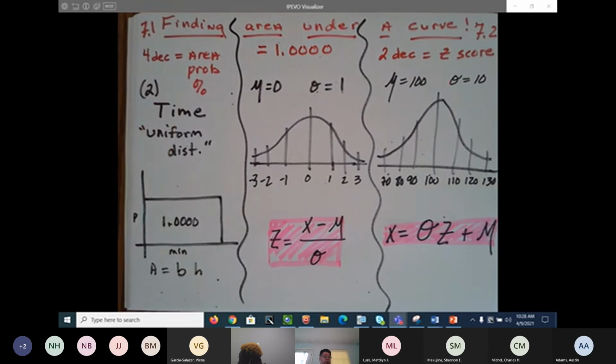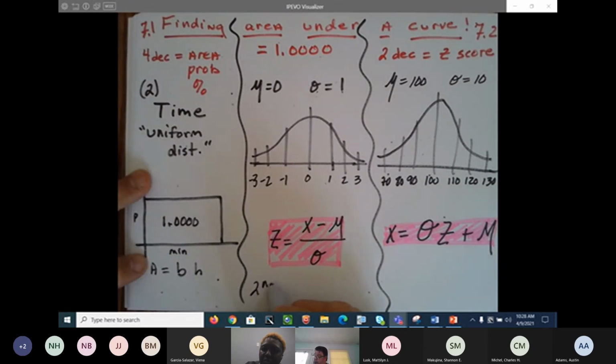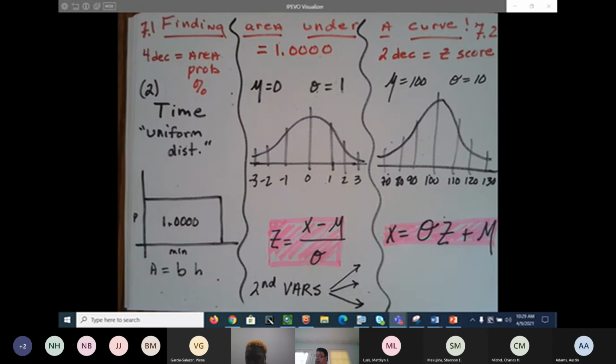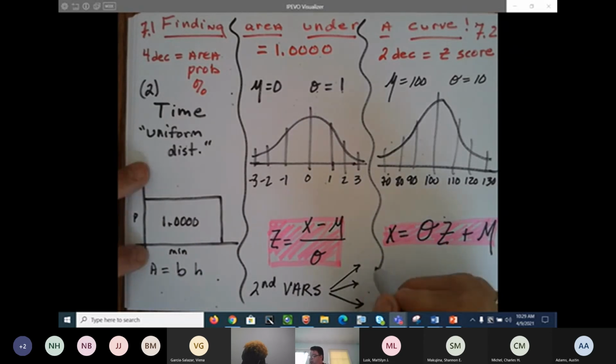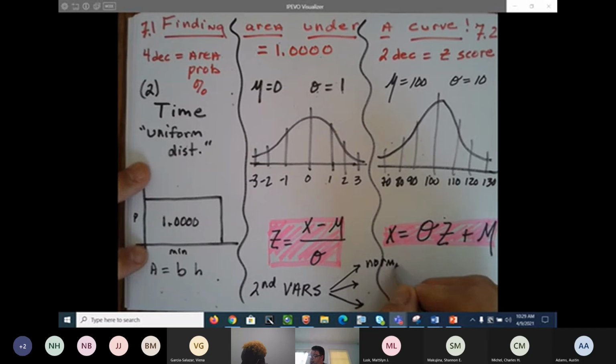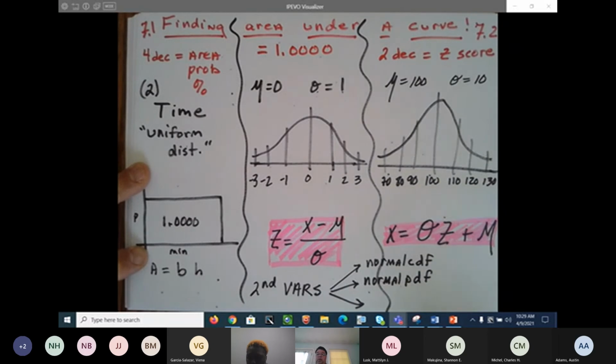What else are you going to use? Well, in 7.1 and 7.2, you're also going to use your calculator. Second VARs. And in 7.1 and 7.2, we're going to be using 3 of the applications with the second VARs. One is called normal CDF. Normal PDF and inverse norm.